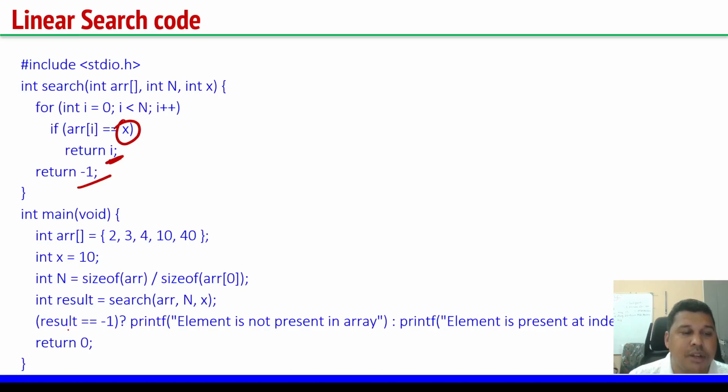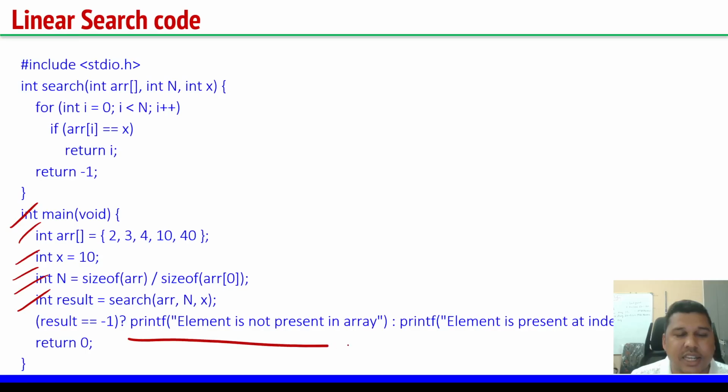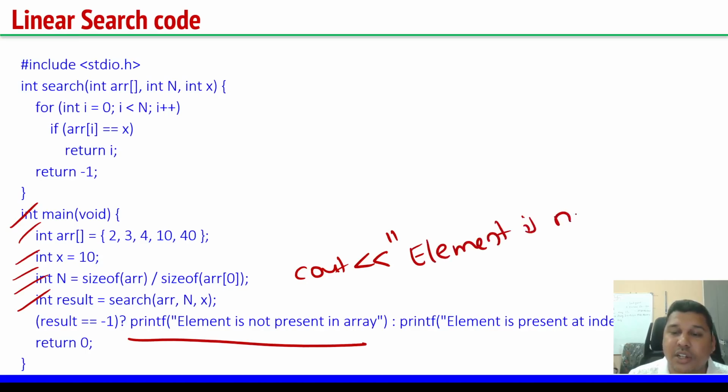Then in the main program, if result is -1, the element is not present, otherwise the element is present at that index. This way you can write the linear search. This is the same in C++ as well. Nothing will change. Only here we will have a cout statement, cout, double quotes, element is not present. This way we will be writing it. Next, how do you write this in C++?